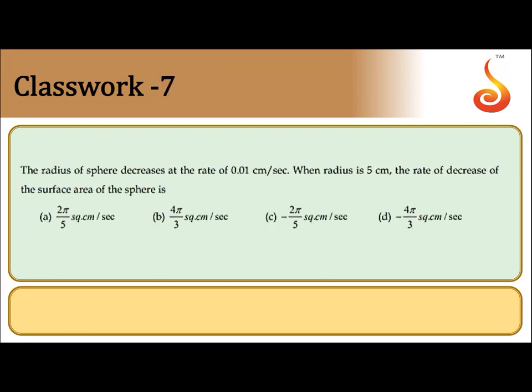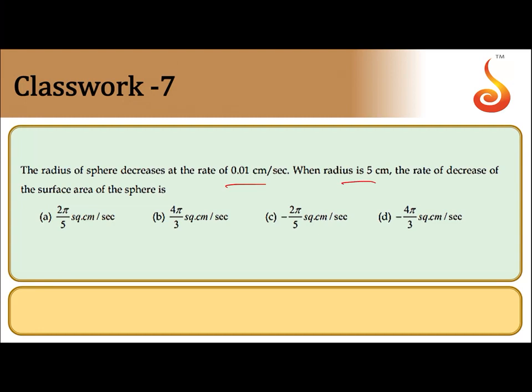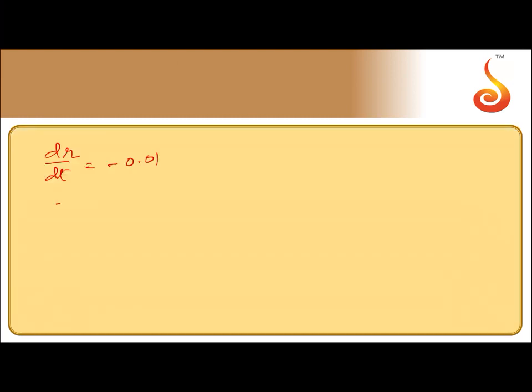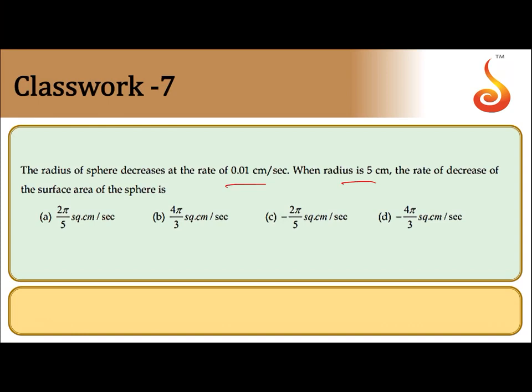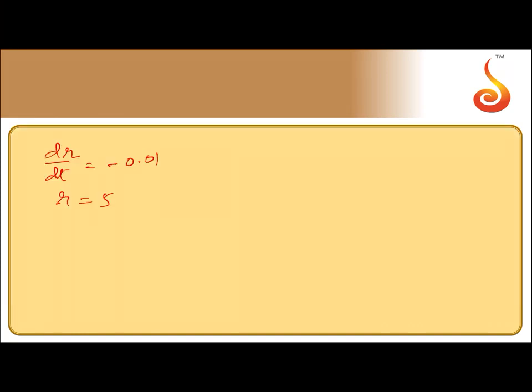Right? Clear. Next one. The radius of the sphere is decreasing at the rate of 0.01 centimeter per second. Now dr by dt is equal to minus 0.01, and the radius is equal to 5 centimeter. When the radius is equal to 5 centimeter, the rate of decreasing of the surface area, ds by dt, is equal to how much?